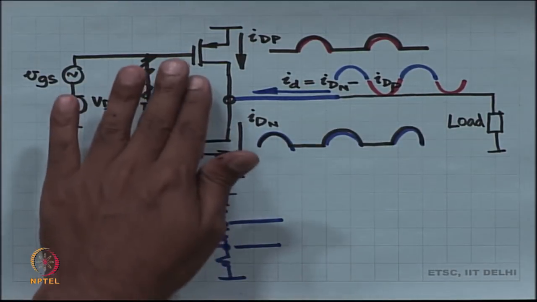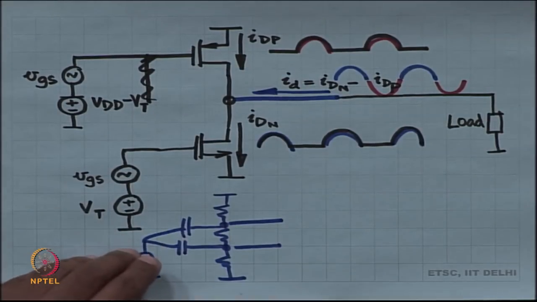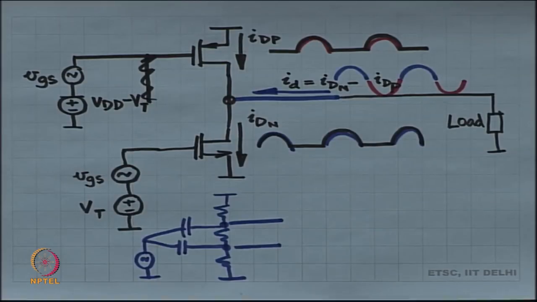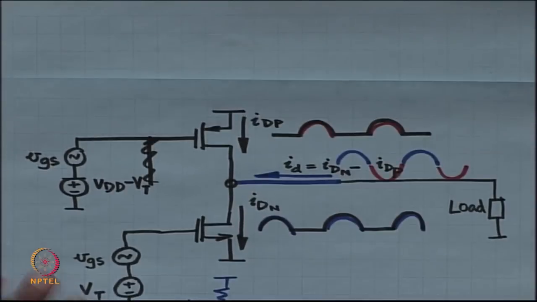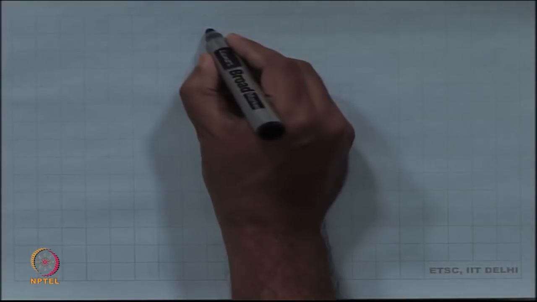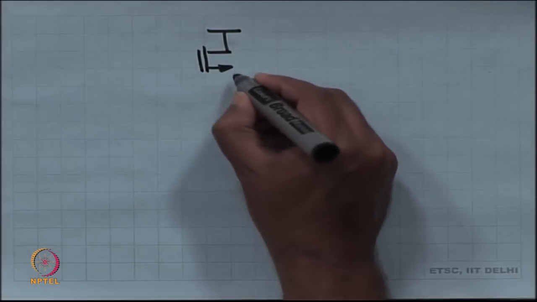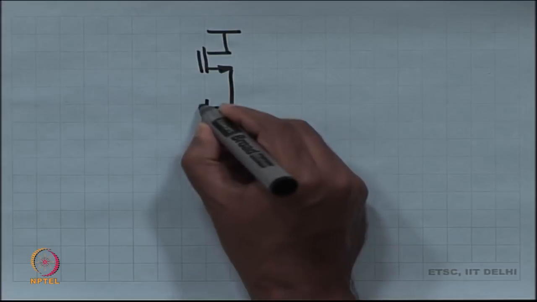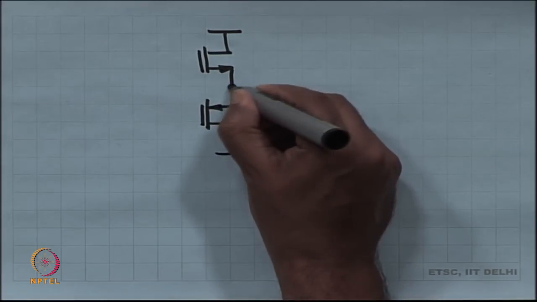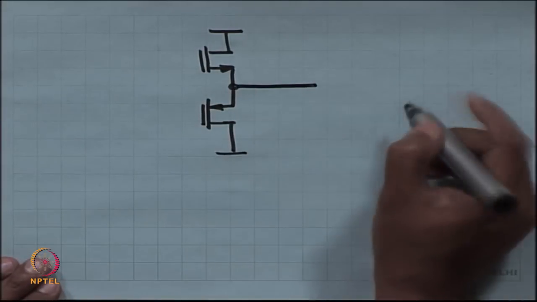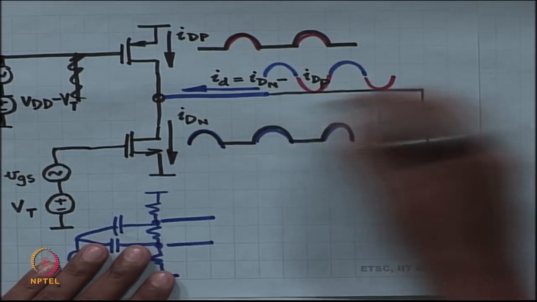You can even make this common drain as opposed to common source. Actually, the common drain is also very popular. It is a very popular push pull class B power amplifier, where you put the NMOS on top and the PMOS at the bottom. I forgot to put the capacitor over here.